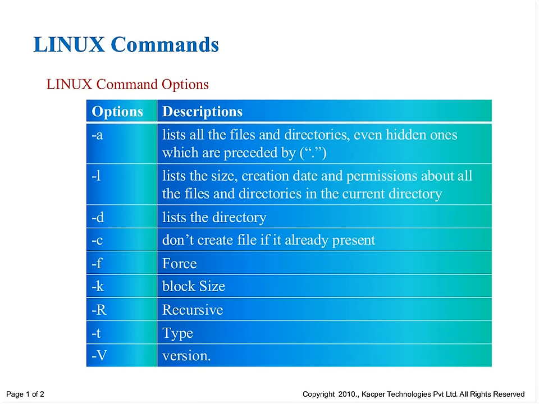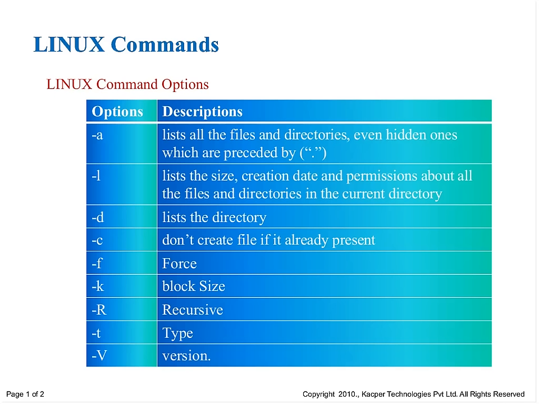Dash R is another key option. This could be an uppercase R or a lowercase R. This stands for recursive. Let's see how we can use this one, because it is useful for copying, removing, things like that, to use this recursive nature. Dash D is the type, and then finally dash V typically prints out the version.